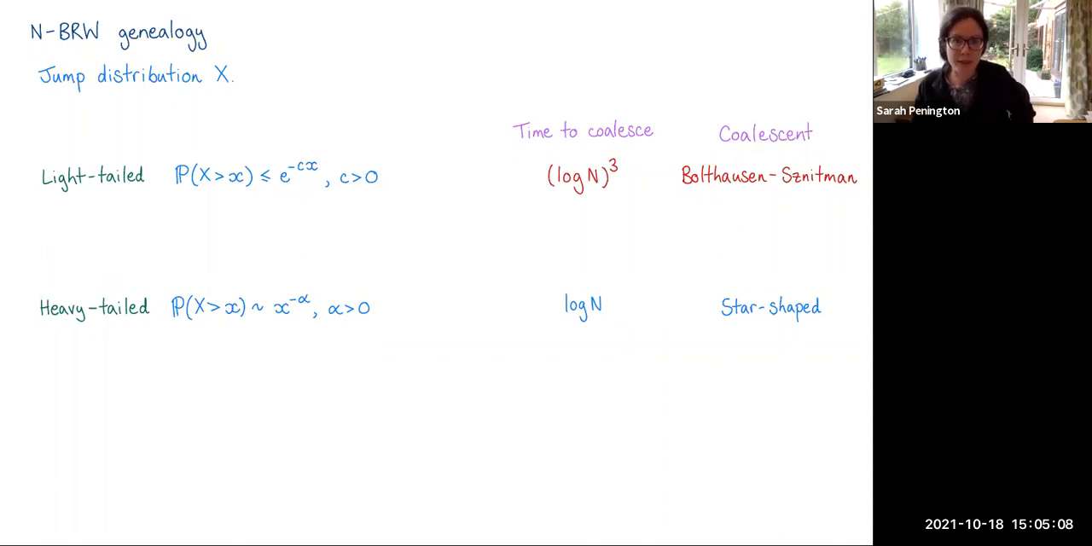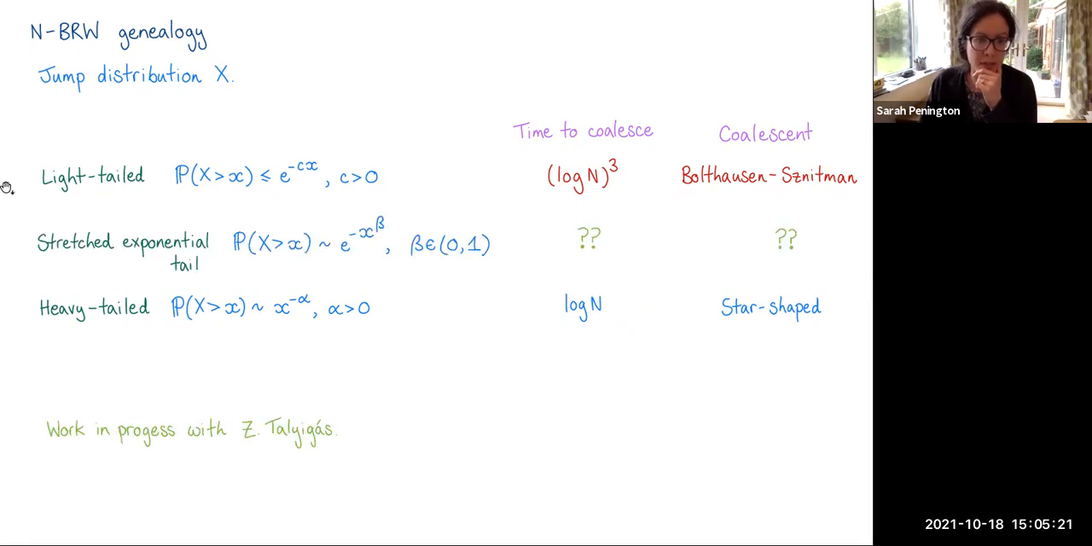So another natural question to ask is what happens between these two cases, and probably the most natural jump distribution to take to understand what happens between these two cases might be the stretched exponential distribution. So to have a stretched exponential tail where the probability that capital X is bigger than x goes like e to the minus x to the power of beta for some beta strictly between 0 and 1.